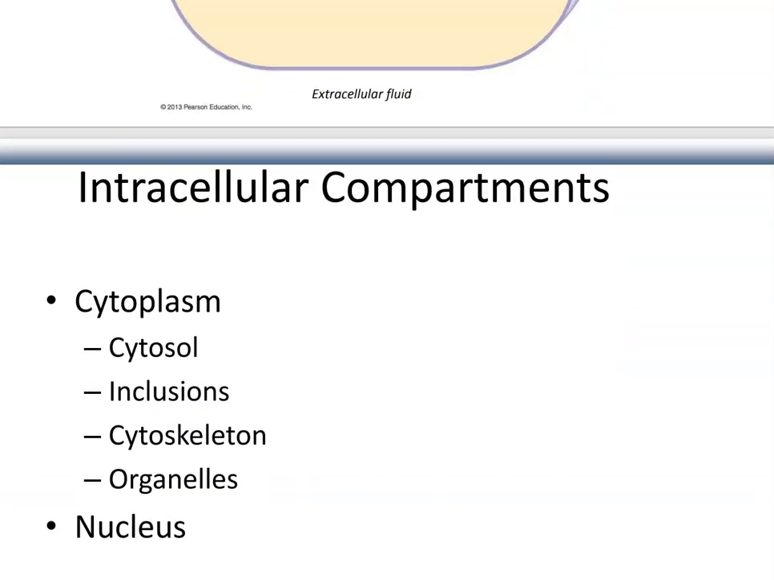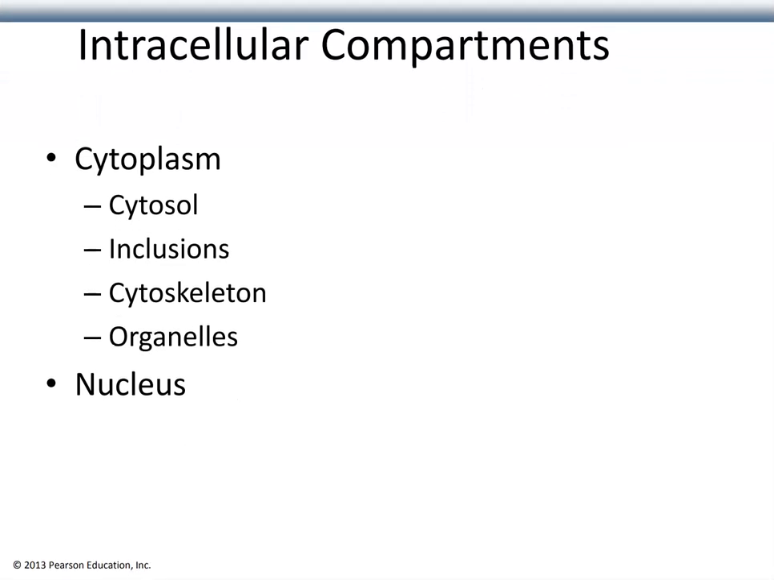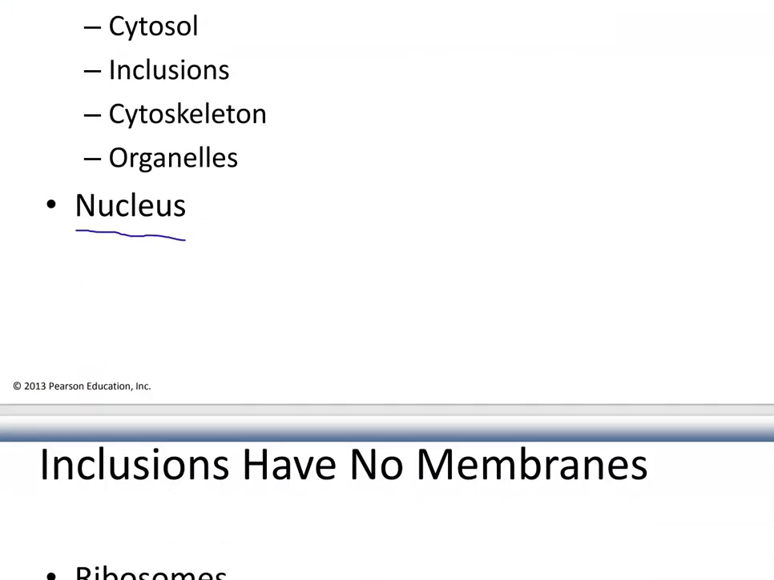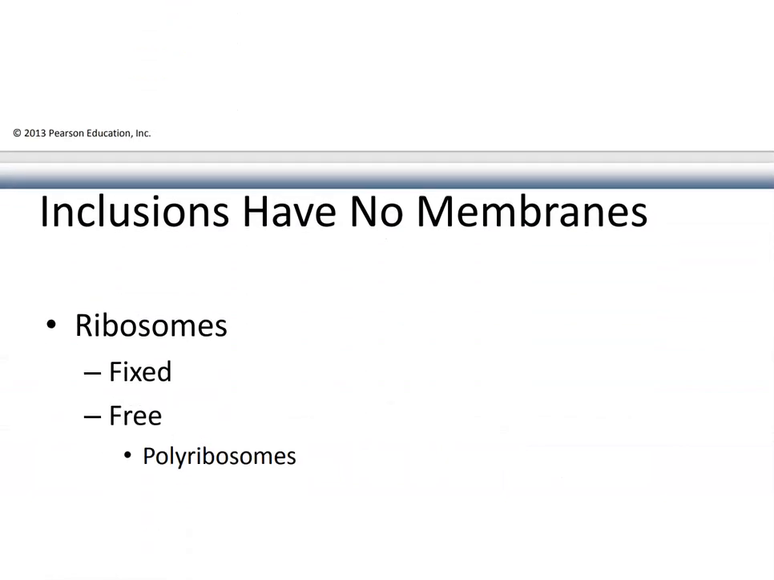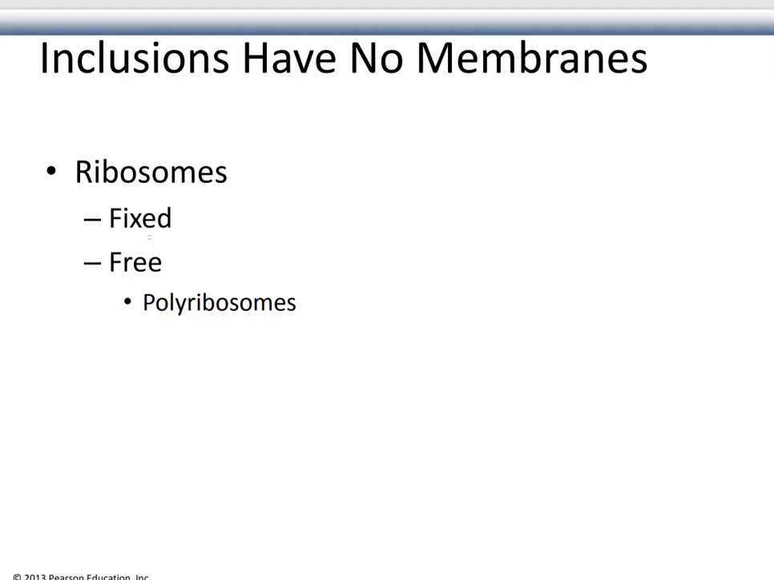So intracellular compartments, we call that cytoplasm, and there we have all these different items: the cytosol, inclusion bodies, the cytoskeleton, these fibers, and then the organelles that are in there, plus the biggest one, the nucleus. Inclusion bodies, they don't have any membranes. The one that we will be talking a lot about, the only one we will talk about, is the ribosome, and that one is involved in protein synthesis. That's the part where protein synthesis actually happens.